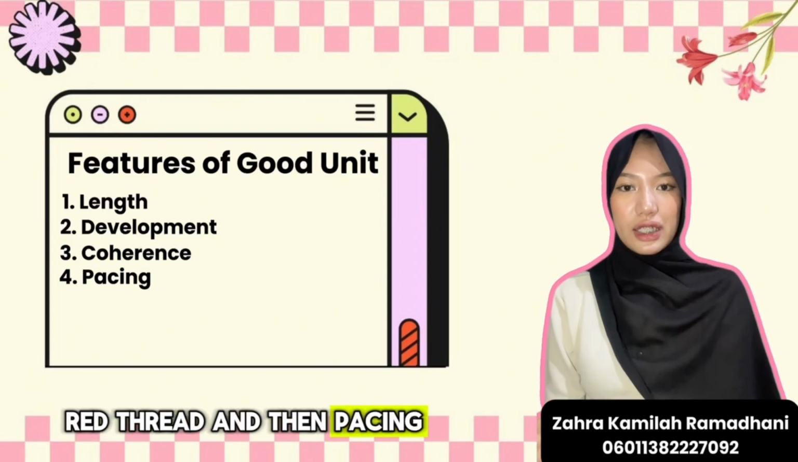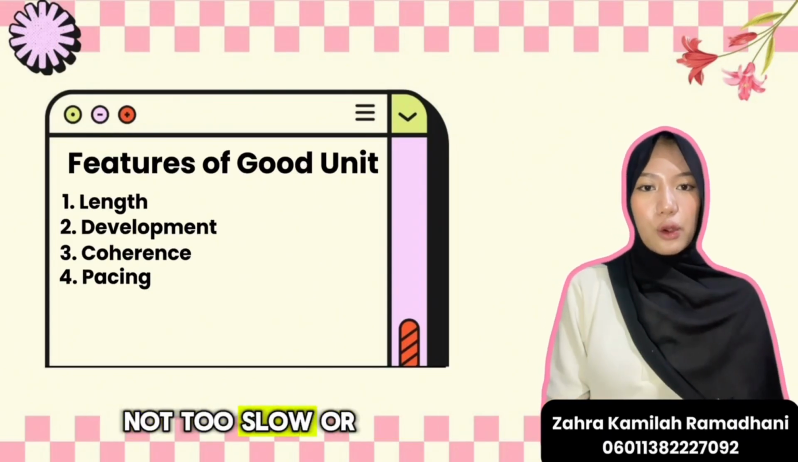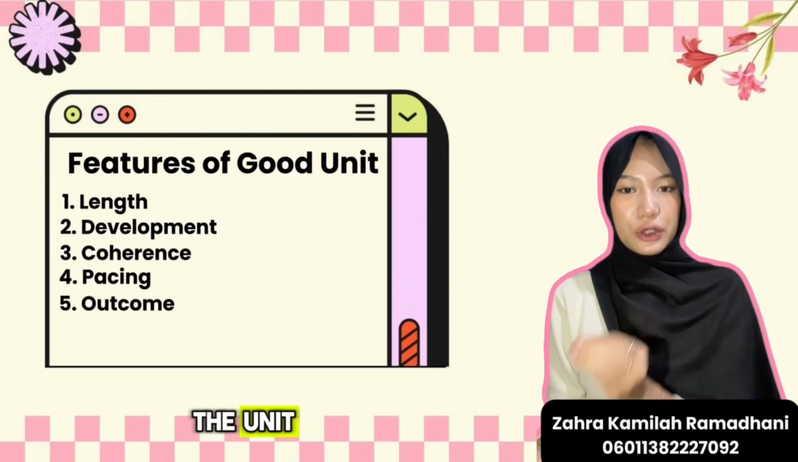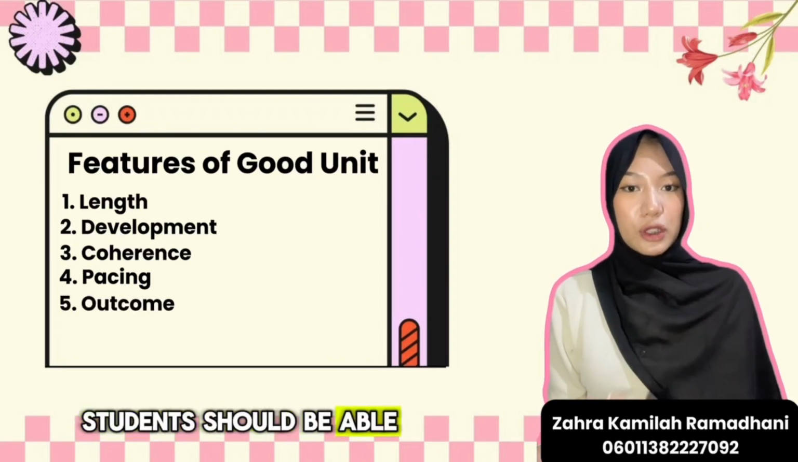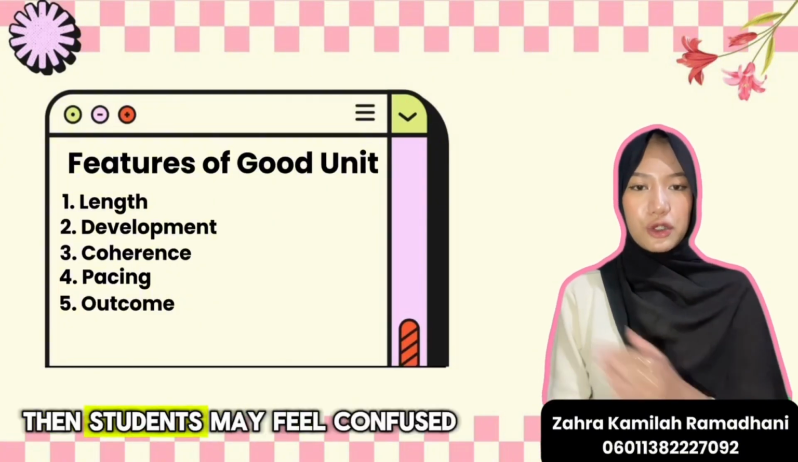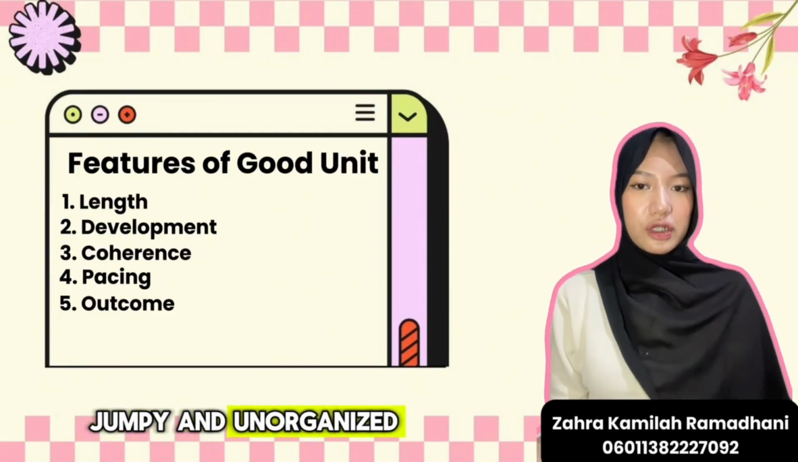And then pacing. The speed of activities should be balanced, not too slow or too fast. And the last is outcome. At the end of the unit, students should be able to do or know something new. If these conditions are not met, then students may feel confused because the course looks jumpy and unorganized.